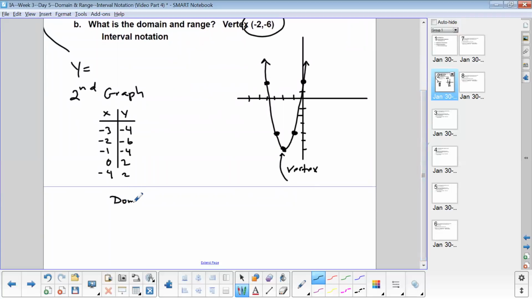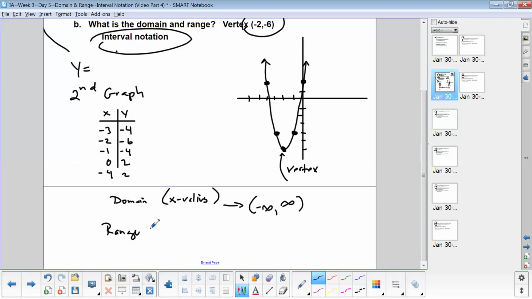So the domain, it's just your X values. What are all the possible X values on this graph? And since it's going on forever up this way, and forever up this way, the more X values you choose this way, they're on the graph way above. And the more X values you choose to the left this way, they're on the graph above. So what we would say in interval notation is from negative infinity to positive infinity. That would be the domain.